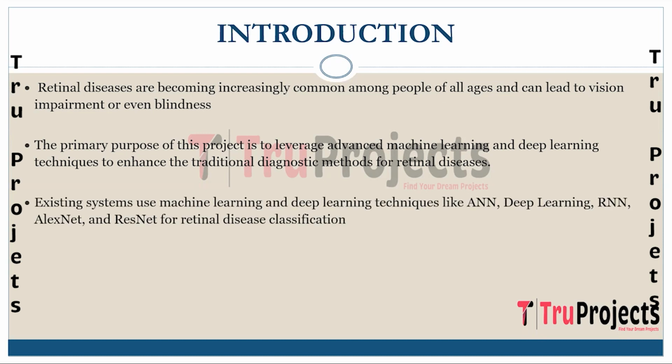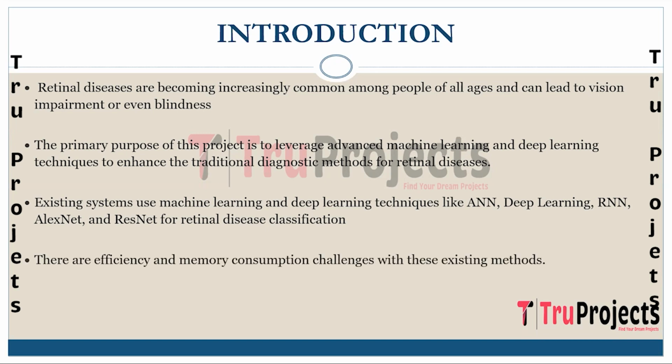The existing system refers to the current state of technology or methods used for identification and classification of critical diseases, specifically retinal diseases. This includes machine learning techniques such as artificial neural network, deep learning, recurrent neural network, AlexNet and ResNet. These methods suffer from high memory consumption due to moving feature maps to the decoder, limiting practical use. Existing state-of-the-art techniques in retinal disease classification may not effectively handle memory, impacting performance.